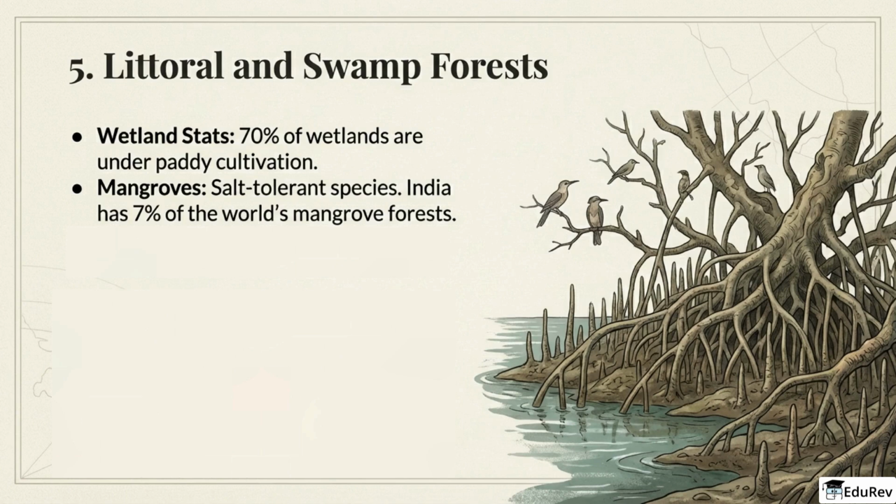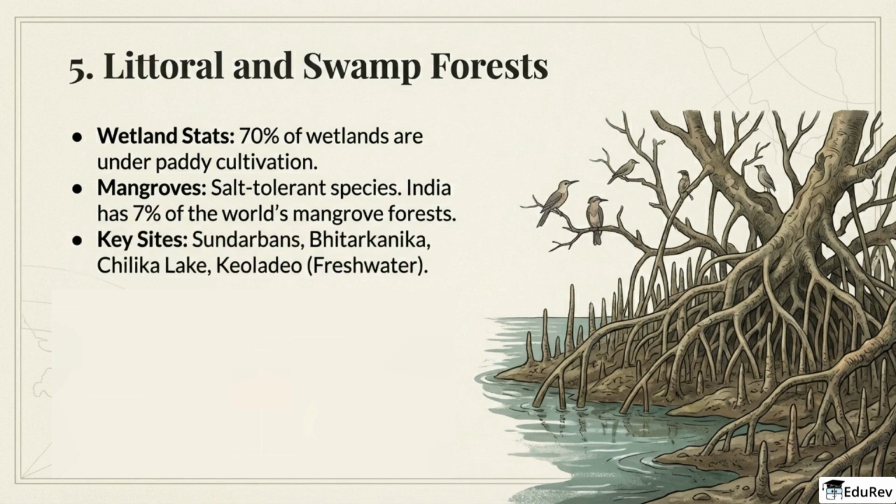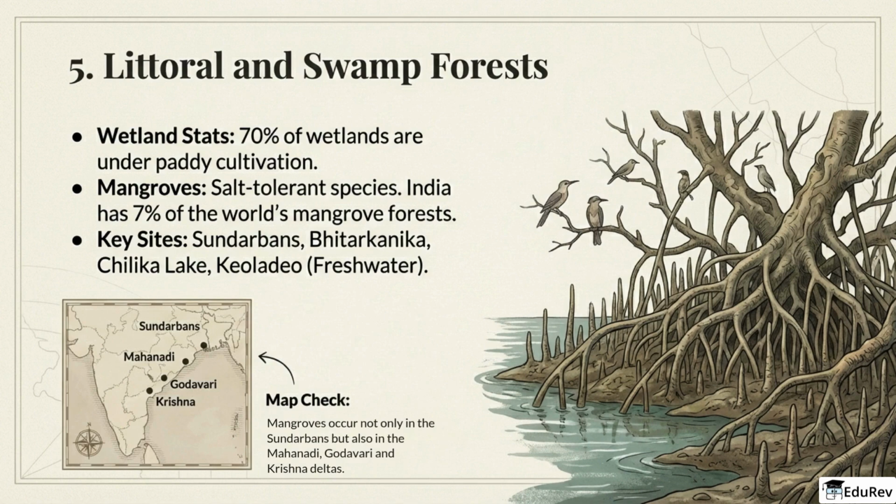India is said here to have about 7% of the world's mangrove forests. Key sites you need are Sundarbans, Bhitarkanika, Chilika Lake, and Keoladeo. And note this carefully. Keoladeo is a freshwater wetland, not a mangrove site. One more map point matters. Mangroves are not confined to Sundarbans. They also occur in the Mahanadi, Godavari, and Krishna deltas. That is a classic prelims trap.